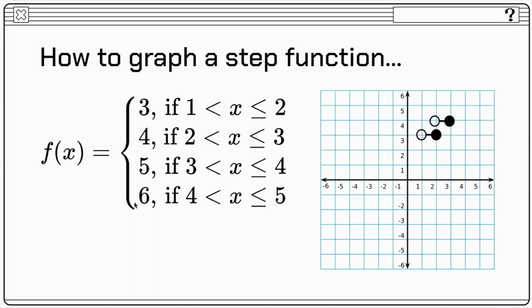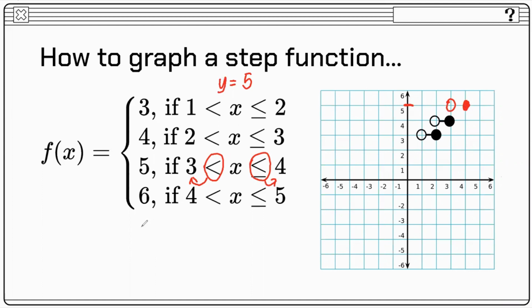Do it again for f of x equals 5 if 3 is less than x is less than or equal to 4, graphing our horizontal line at positive 5, which would be right here. But our domain is 3 is less than x is less than or equal to 4. So you want an open circle at positive 3 and a closed circle at positive 4.